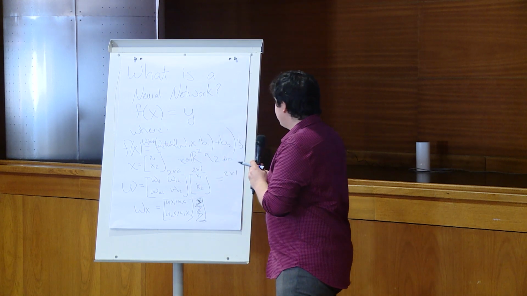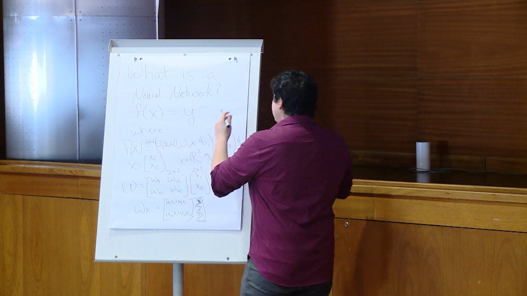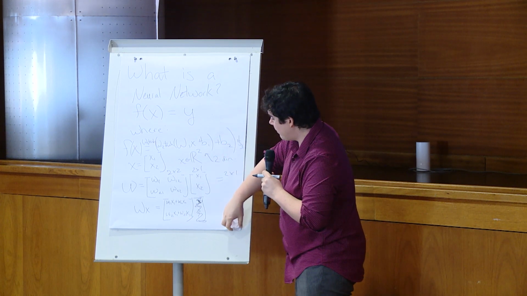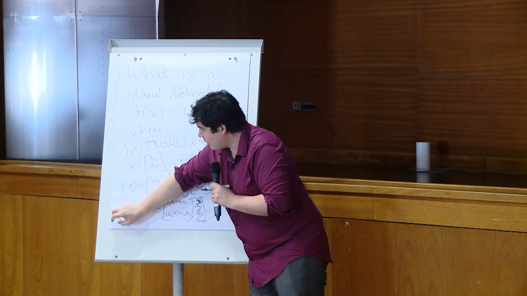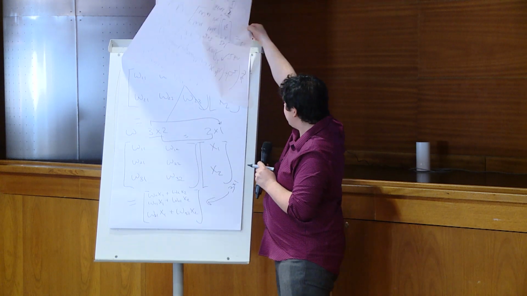So this is really the key. If we go from size 2 to size 3, this is what people actually mean when they draw a picture of a neural network. So, let me.